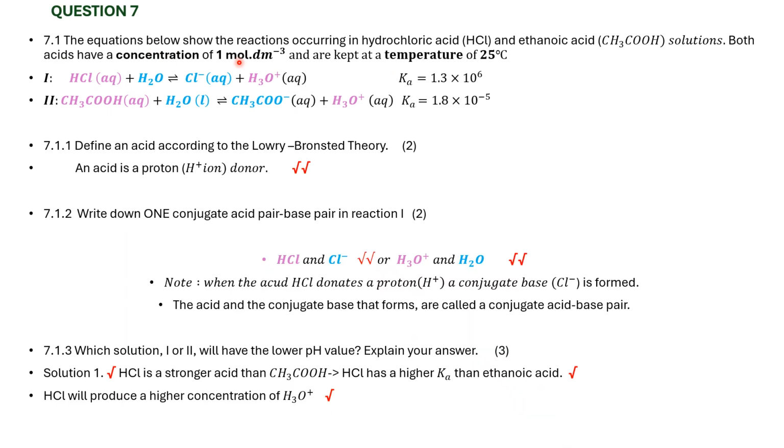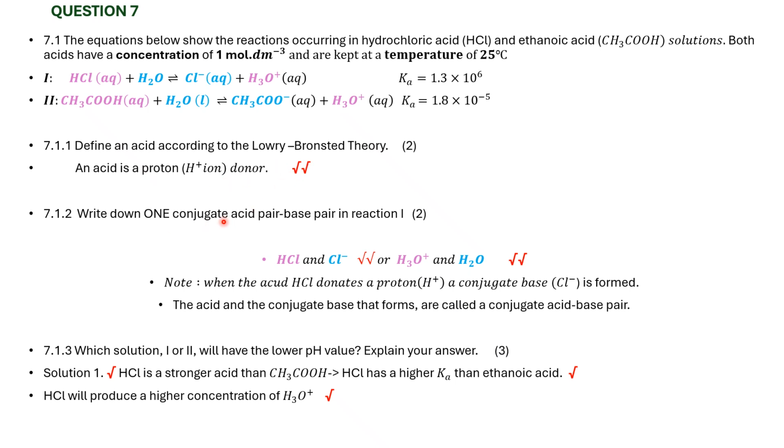So the equation below shows the reactions occurring in hydrochloric acid and ethanoic acid solutions. Both acids have a concentration of 1 mole and are kept at the same temperature. Now, according to Lowry-Bronsted, an acid is a proton donor. It donates a hydrogen ion. So an acid is a proton donor, 2 marks.